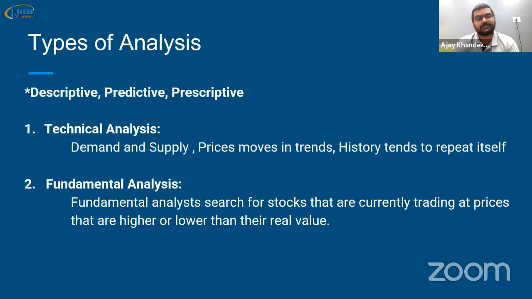The types of analysis are basically as simple as descriptive, predictive, and prescriptive. Descriptive is where we use the historical data of any stock and try to study what will happen next. It's just a prediction. The third one, prescriptive, is where we take action on it, buying or selling using technical analysis.